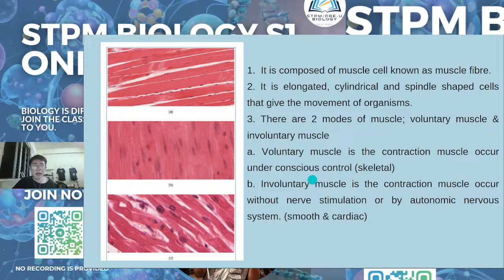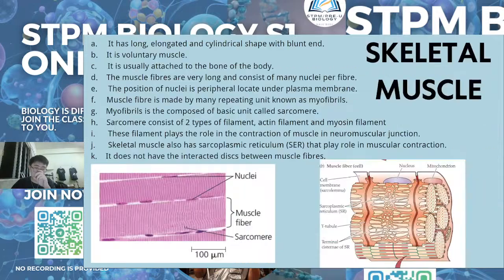So our heart should contain involuntary muscle, because it needs to pump our blood all the time. Even when you sleep, our heart also needs to pump the blood. Only if the person dies, then there is no heartbeat. Okay, so this is just a basic description of muscle.